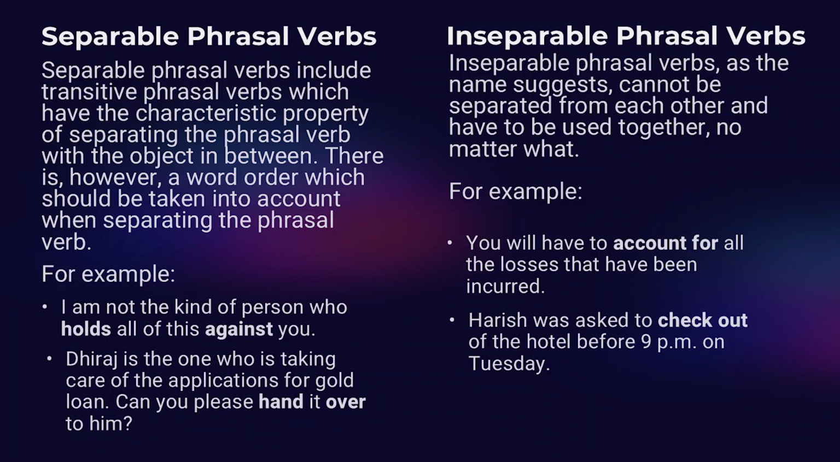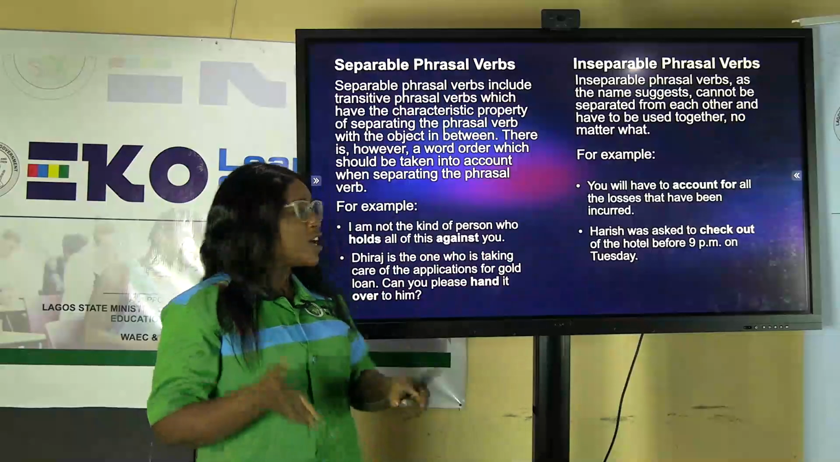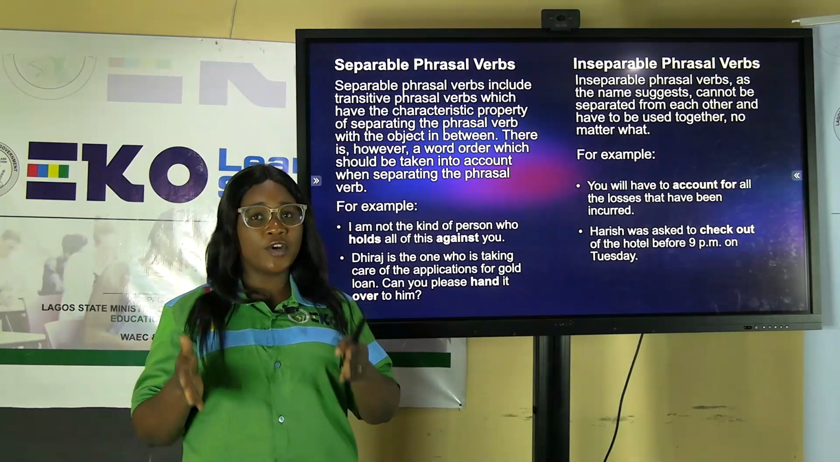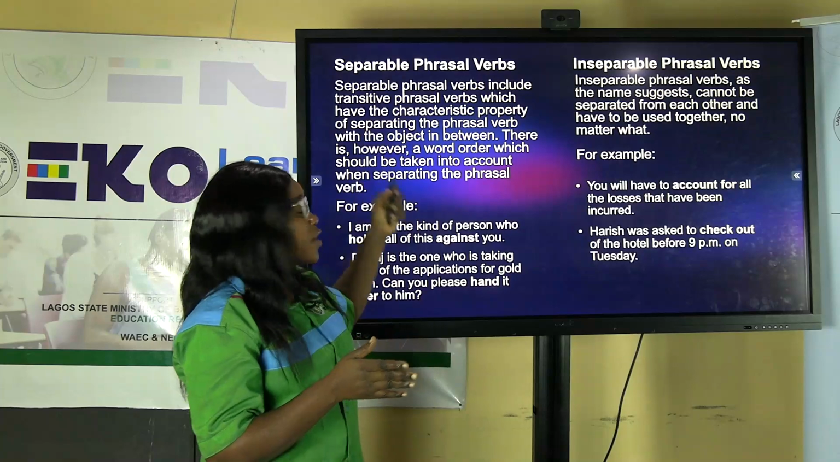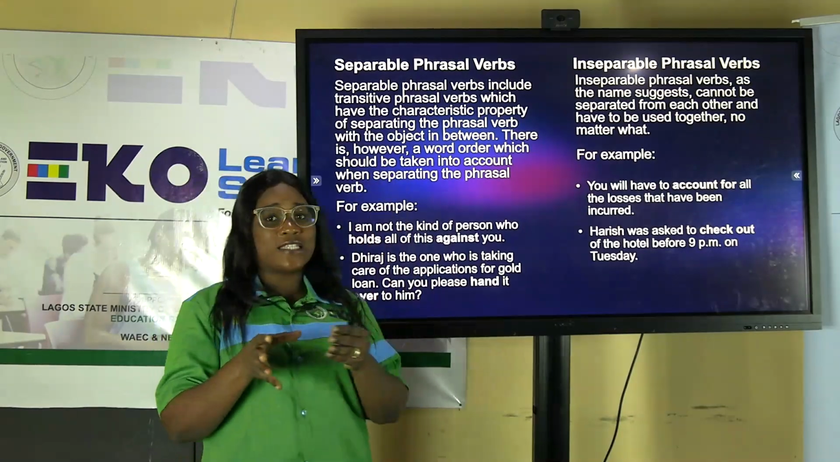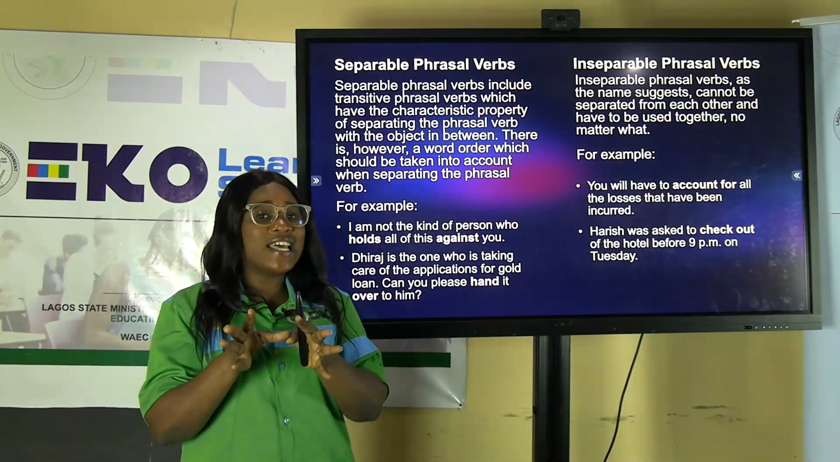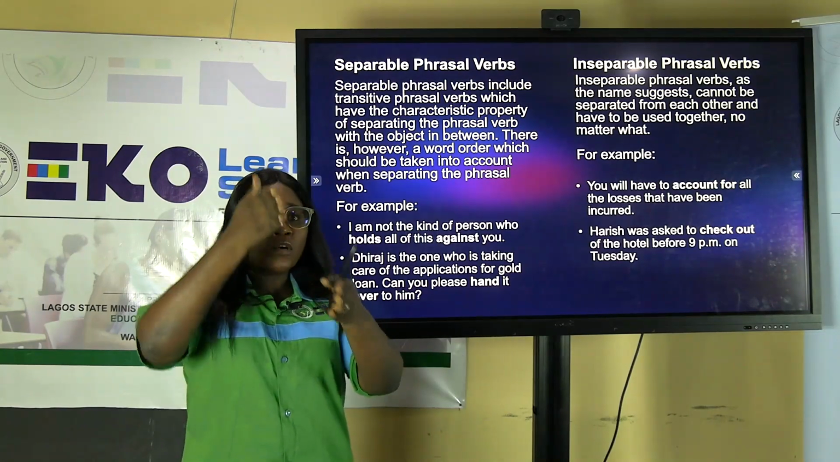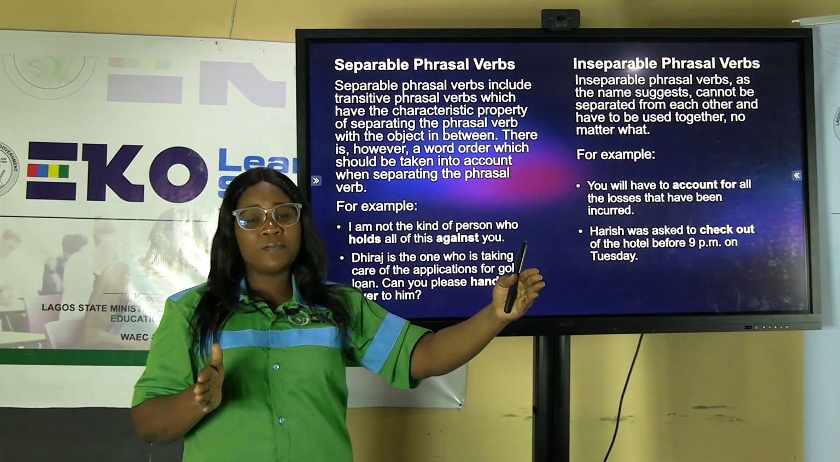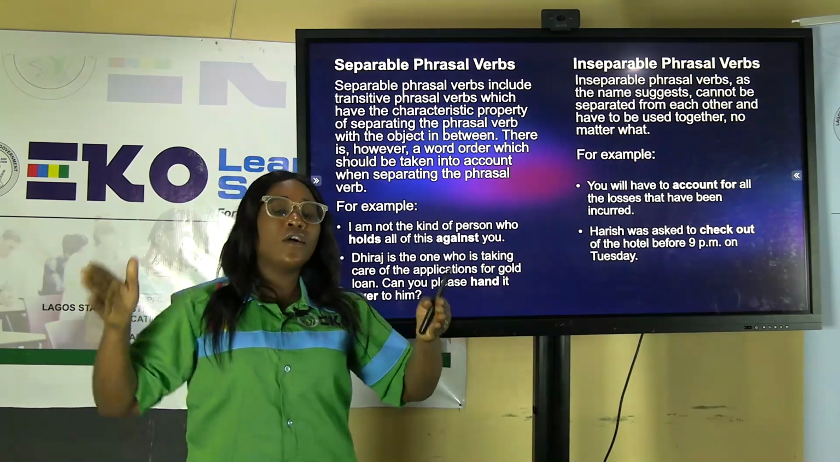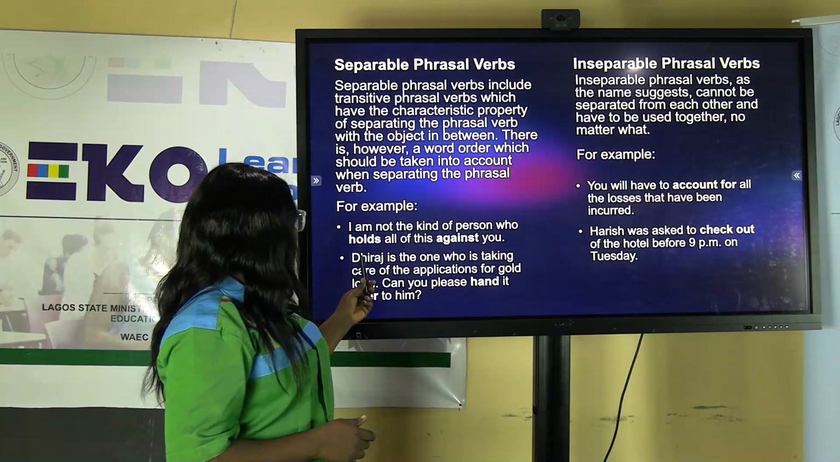They include transitive phrasal verbs, which have the characteristic property of separating the phrasal verb with the object. Just like the transitive phrasal verb, the difference here is that in the separable phrasal verb, the object being discussed in the sentence structure comes in between the first part of the phrasal verb and the other part of the phrasal verb. See the example here.